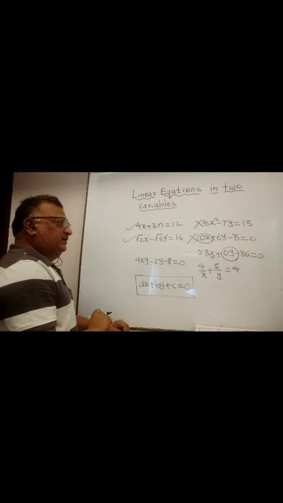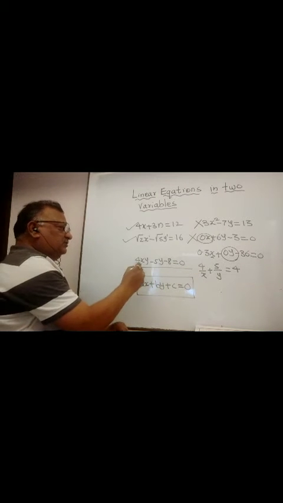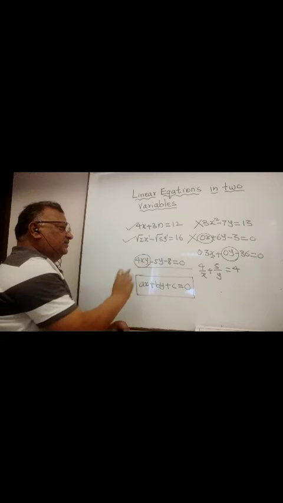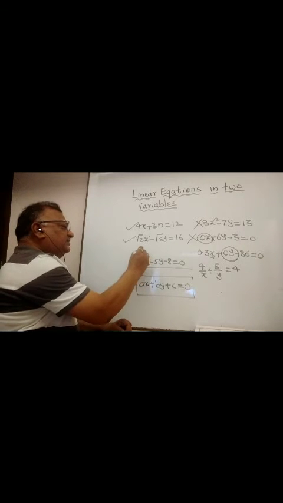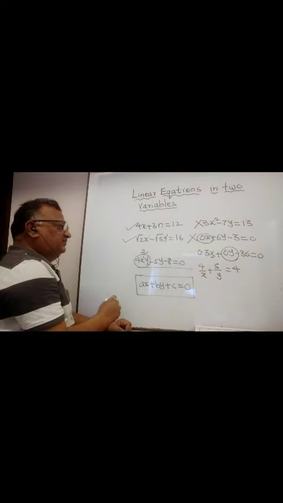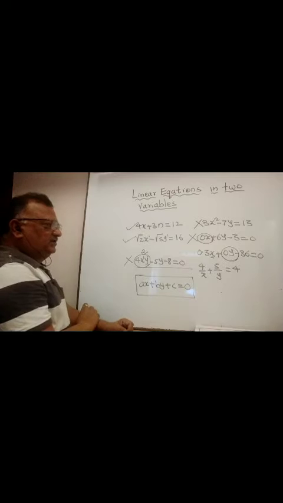Look at the example number 6. Here you have a term 4xy. The degree of this term is 1 plus 1 and that is equal to 2, and that is why this is not a linear equation in two variables.